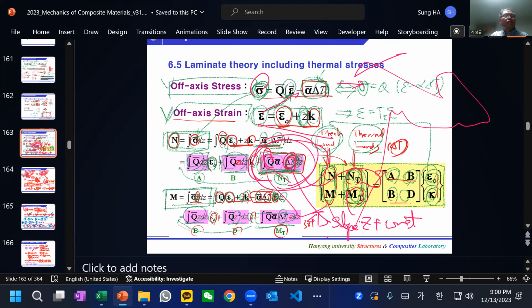So this is one of the very important features of classical laminate theory. Again, not just the mechanical load, but the thermal load. Thermal load can cause deformation and cause stresses, sometimes as high as material failure. The material may fail.